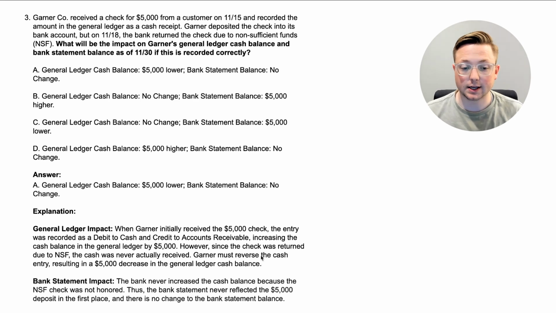Garner must reverse the cash entry, resulting in a $5,000 decrease in the general ledger cash balance to get it back to where it should be once that check was returned because they didn't have enough funds.